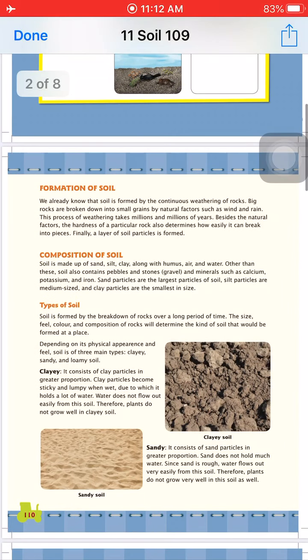Now we start the formation of soil, meaning how soil is formed. As we discussed in the previous pictures, firstly there are huge rocks, and these rocks are divided into smaller and smaller particles with the help of weathering conditions. We already know that soil is formed by the continuous weathering of rocks. Big rocks are broken down into small grains by natural factors. And what are those natural factors? Wind, rain and sunlight. This process of weathering takes millions of years.